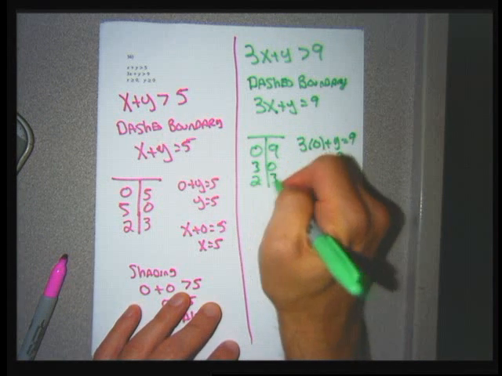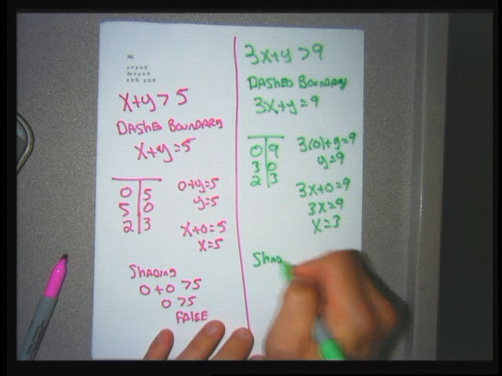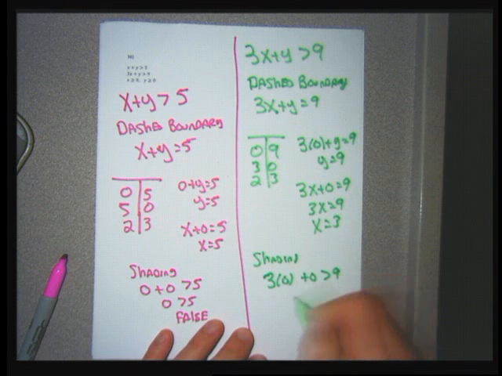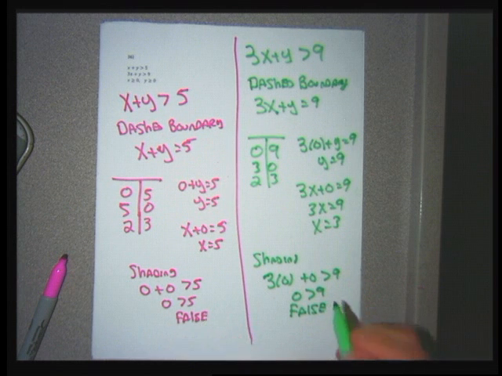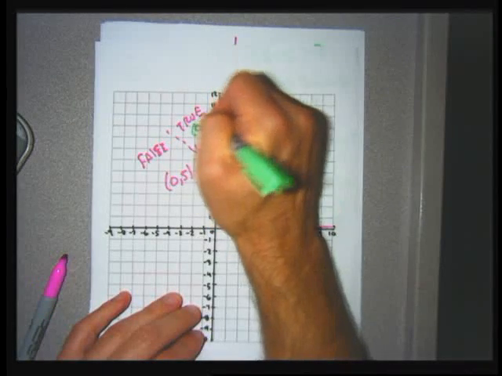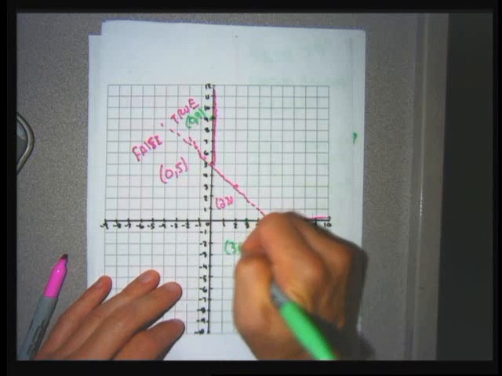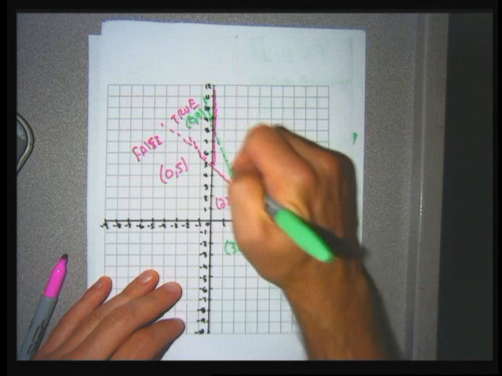In addition, that 2, 3 is also going to be on this. For my shading, I go 3 times 0 plus 0 is greater than 9. That gives me 0 is greater than 9, which is a false statement, so 0, 0 is on the false side of the line. So to incorporate this into my work, I do the point 0, 9, the point 3, 0. I already have the point 2, 3 drawn, so I don't need to draw it again, but my graph needs to go through that point.